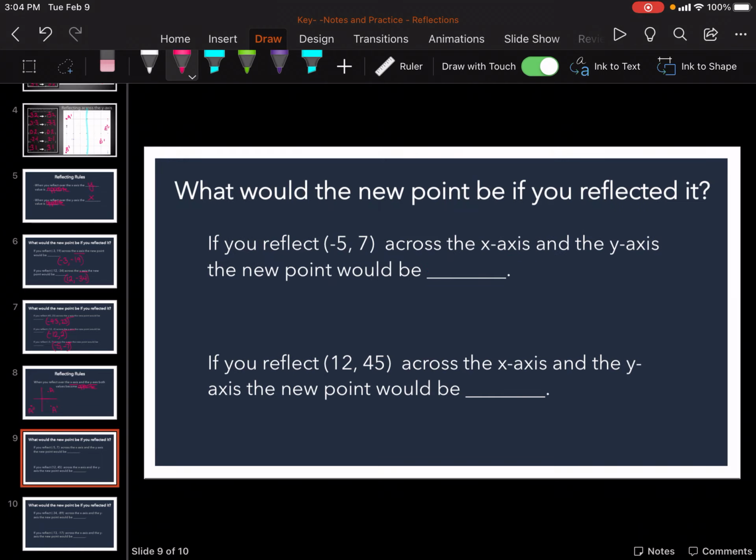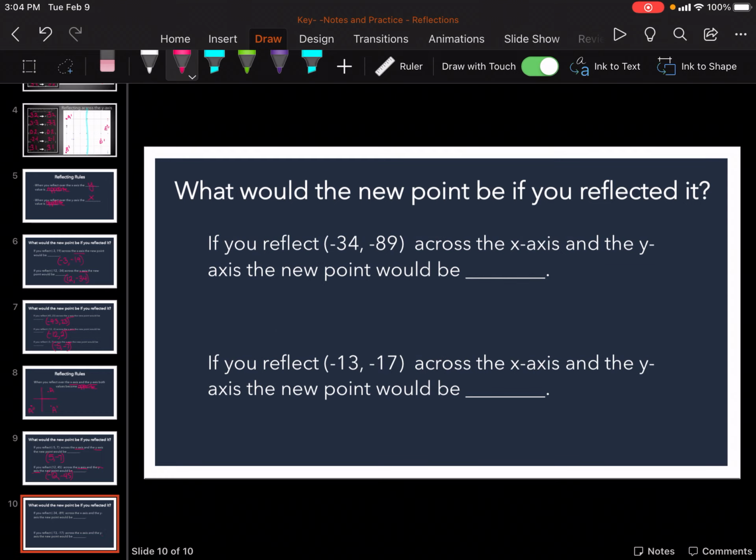So here, across the x and the y, it is going to be (5, -7). The opposite of negative 5 is 5. Opposite of 7 is negative 7. Same here. It's going to be (-12, -45). Opposite of both crosses the x and the y. So it crosses the x and the y. Negative 34 becomes 34. Negative 89 becomes 89. X and the y. Negative 13 becomes 13. And negative 17 becomes 17.